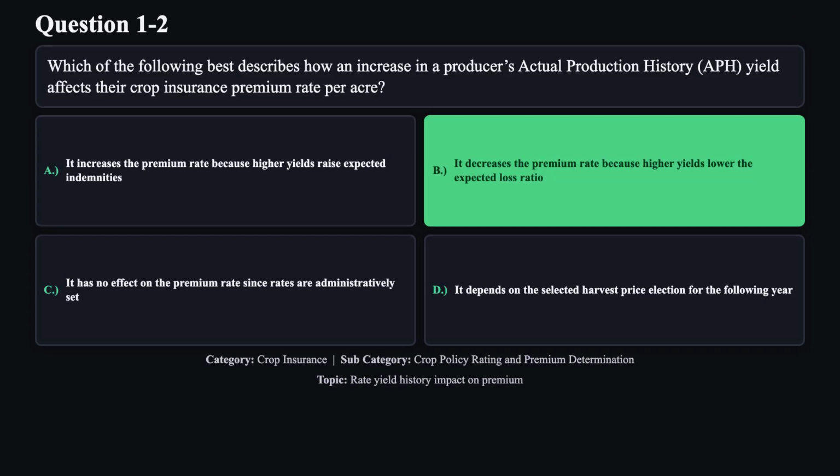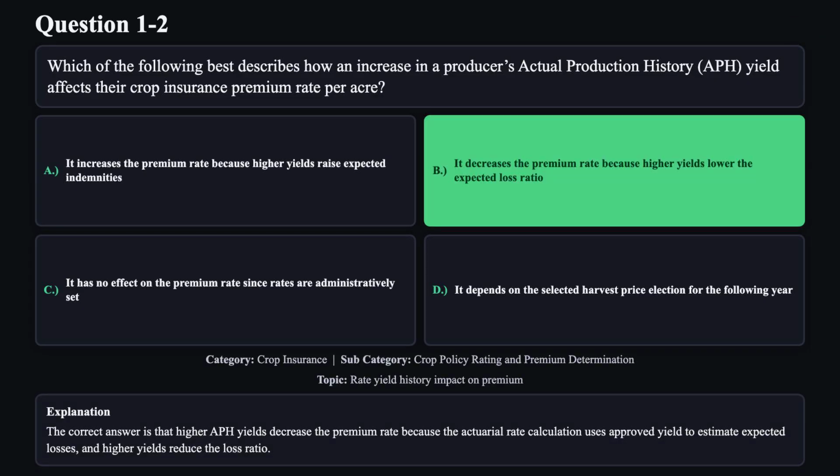The correct answer is B. The correct answer is that higher APH yields decrease the premium rate because the actuarial rate calculation uses approved yield to estimate expected losses, and higher yields reduce the loss ratio.